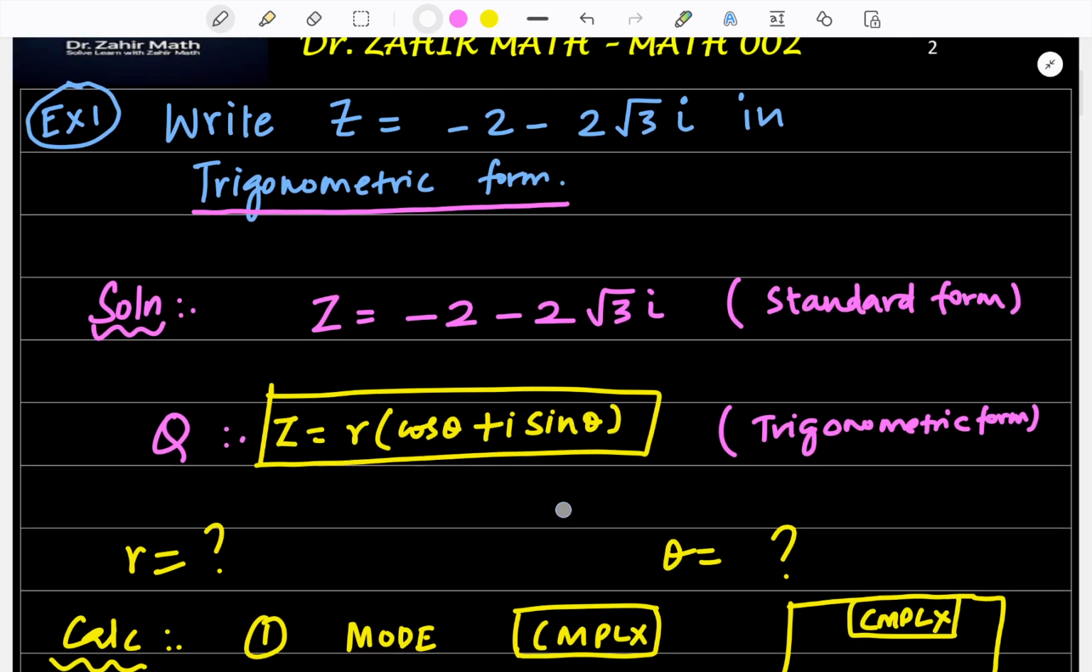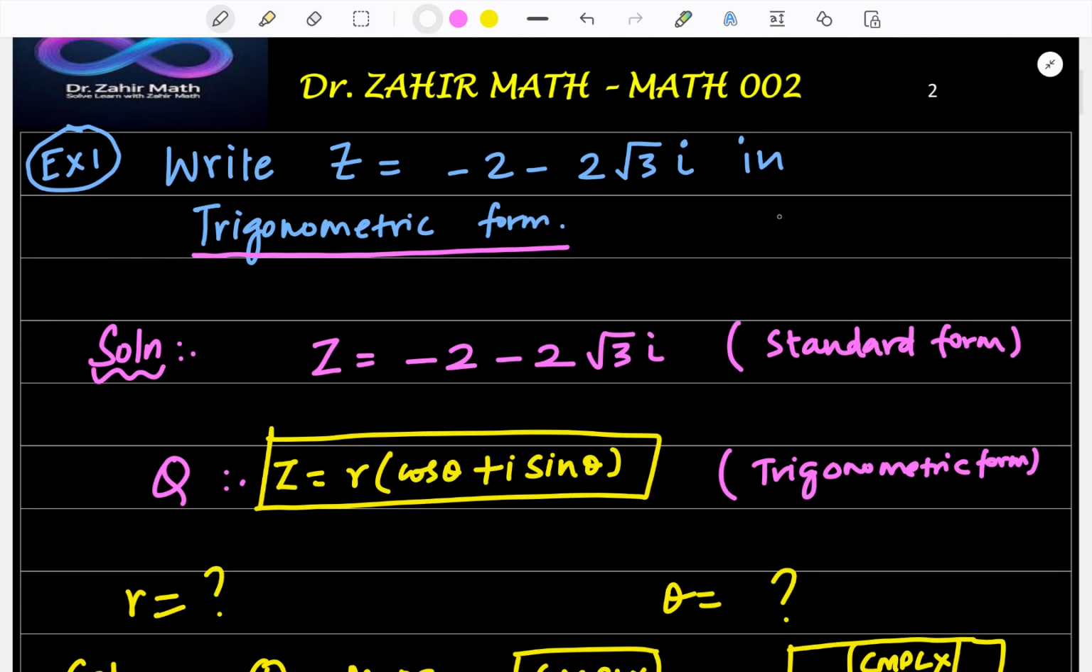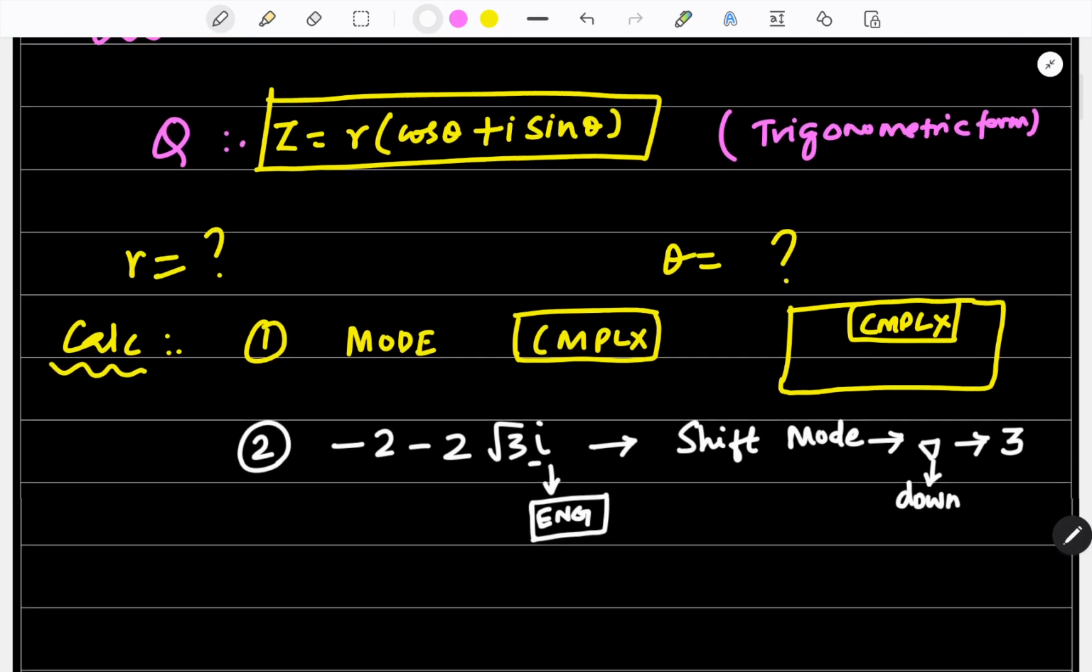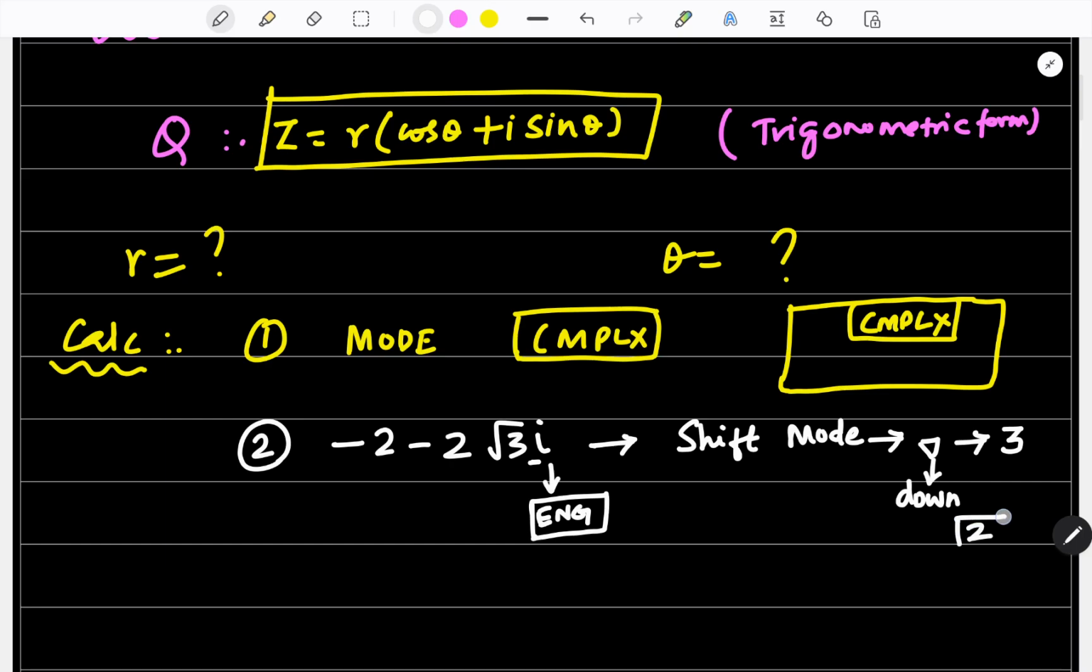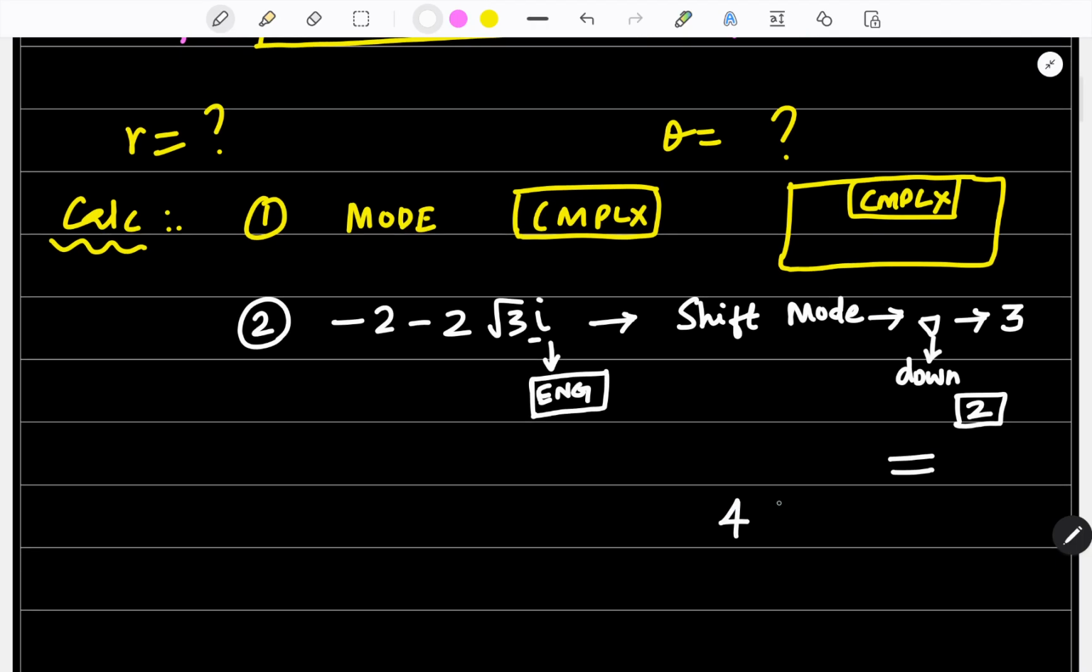Now what do we want? This is standard form, so we are going from number 1 to number 2. We want number 2, so please press number 2 and then press equal. If you press equal, you will get the answer 4 angle negative 120.